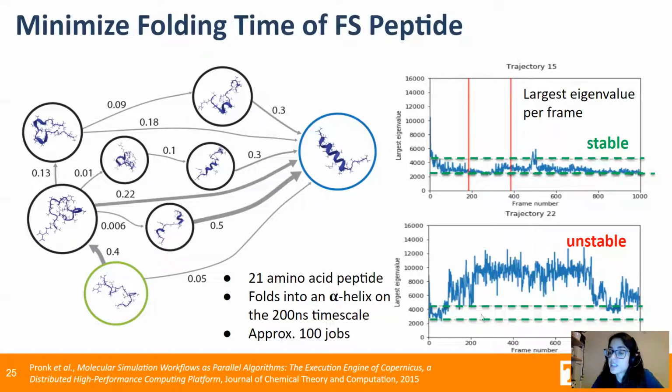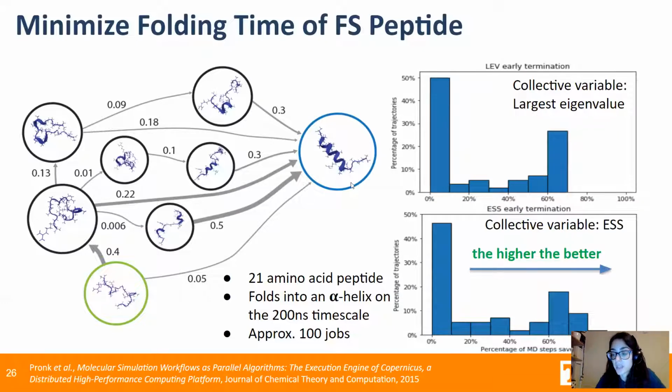On the other hand, if this is not the case, we can continue running the simulation because it has a higher chance to transition. By applying this method, that we can analyze in situ, we can terminate early trajectories that are not likely to jump, which means that according to our experiments, roughly 50% of the trajectories can be terminated early, ranging from 20 to 60% of savings in molecular dynamics. That's with this and also other collective variables.